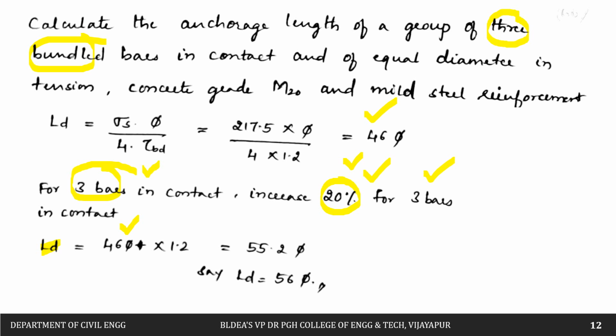So what is 20 percent? Multiplied by 1.2. This 0.2 is nothing but 20 percent extra. 1 is nothing but the 100 percent we have of this value. So we are multiplying by 0.2 extra so as to increase the value by 20 percent. If you multiply, you will get the answer as 55.2 times the diameter of the bar. So you can say that the LD value is equal to 56 times the diameter of the bar. Generally in the site, this is what they say.